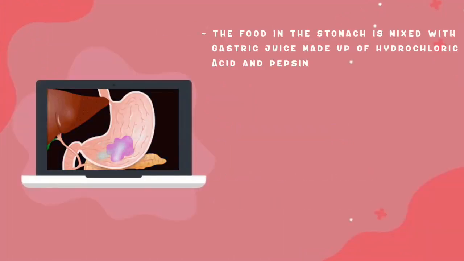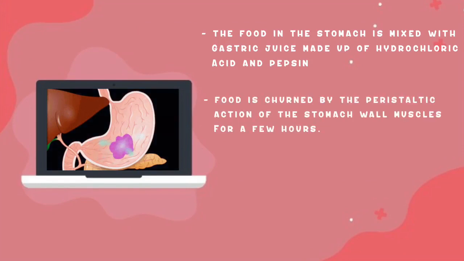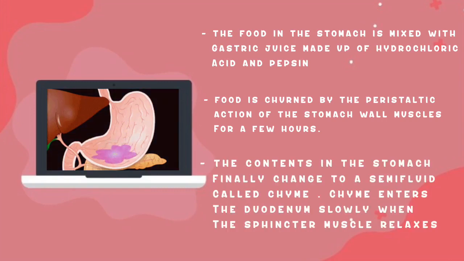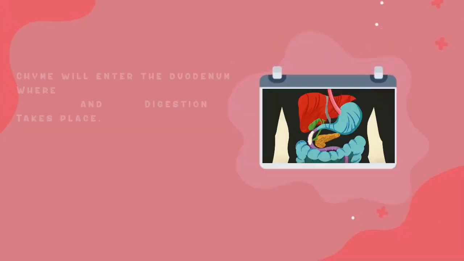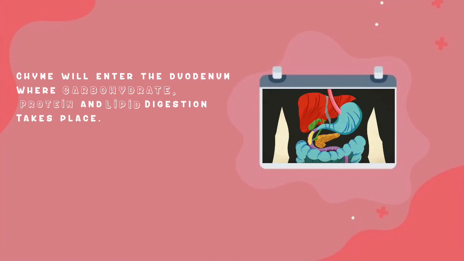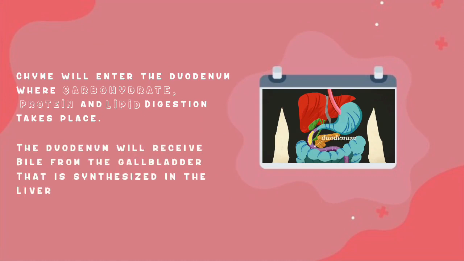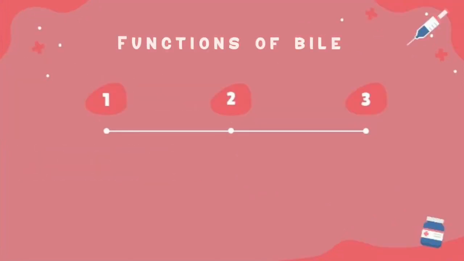The food in the stomach is mixed with gastric juice made up of hydrochloric acid and pepsin. Food is churned by the peristaltic action of the stomach wall muscles for a few hours. The contents in the stomach finally change to a semi-fluid called chyme. Chyme enters the duodenum slowly when the sphincter muscle relaxes. Chyme will enter the duodenum where carbohydrate, protein, and lipid digestion takes place. The duodenum will receive bile from the gallbladder that is synthesized in the liver. Bile has three functions. First, neutralize acidic chyme.